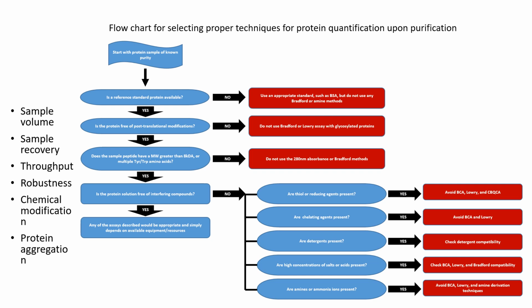And also the chemical modifications. Covalent modification, for example, glycosylation or pegylation, can interfere with a specific assay. And protein aggregation, the solubility of a protein in solution, often a problem for membrane protein or protein prone to aggregation, can alter the expected response for many assays.